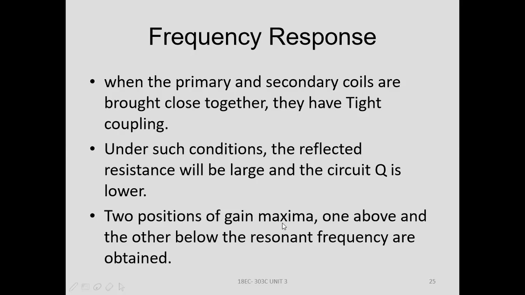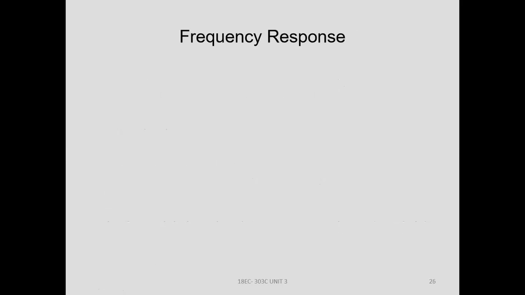Two positions of gain maxima, one above and the other below the resonant frequency, are obtained in the double tuned circuits. You see here that the drawback of the single tuned amplifier is poor reproduction because of high Q. But here the Q is lower. That means the bandwidth is more in this double tuned amplifier.